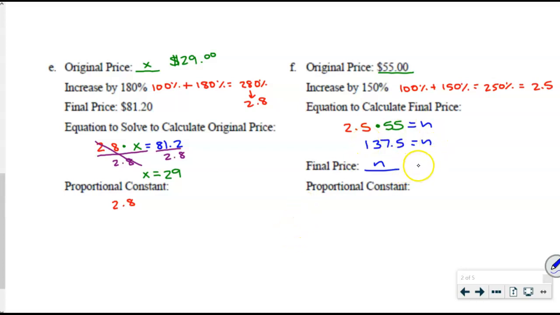So what is that final price? $137.50. What is the proportional constant? What are we multiplying by? 2.5. Okay, you guys are doing great.